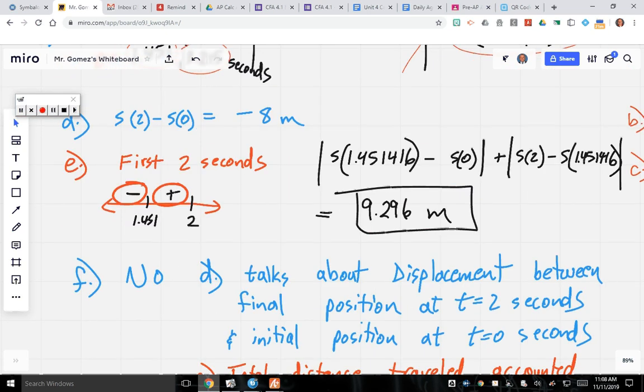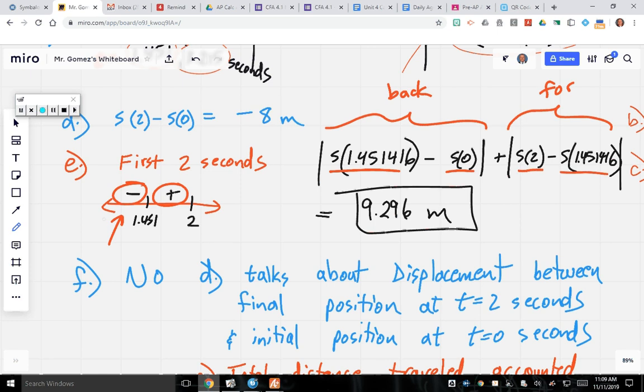All right, so let's finish up this part E. It says in the first 2 seconds. The first 2 seconds I have a negative and a positive. So notice my displacement's broken up when I'm traveling backwards, which is all right here, and then when I'm traveling forward, which is right here. It's the final position minus the initial, absolute value, plus the final position of this minus the initial position of that. Each direction has its own final and initial positions. And when I absolute value and I add them together, you should have gotten 9.296 meters. Okay?